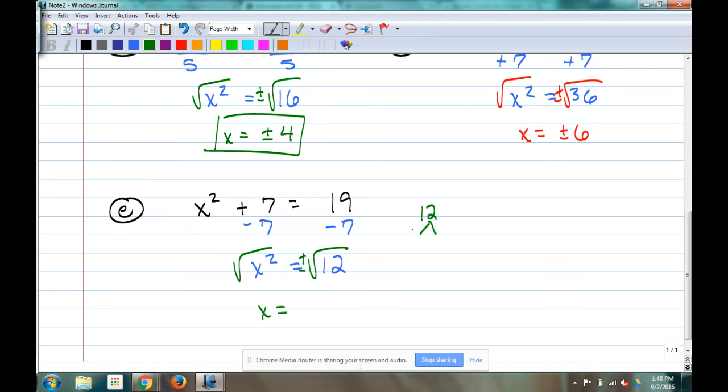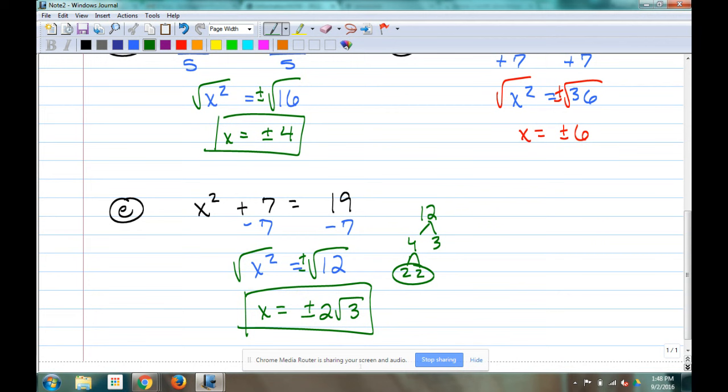12, break it down with the 4 and 3, 2 and 2. So 2, plus or minus 2 radical 3. Getting two answers the same way we would get two answers most of the time when we solved a factoring problem, because it's an x squared problem. When we were factoring, sometimes we only got one answer, but it's because we had the same factor twice. So it still counts twice. All right.